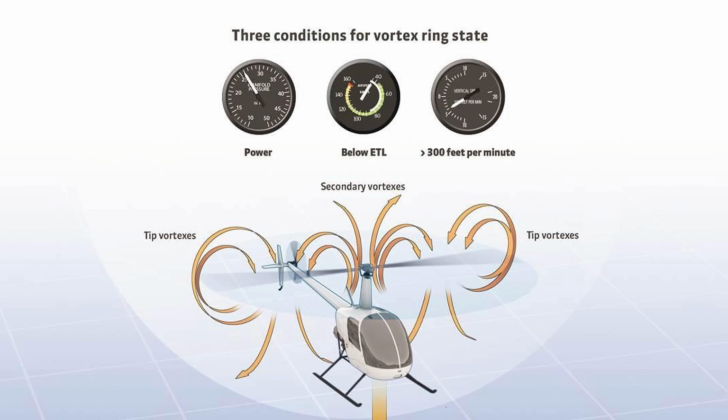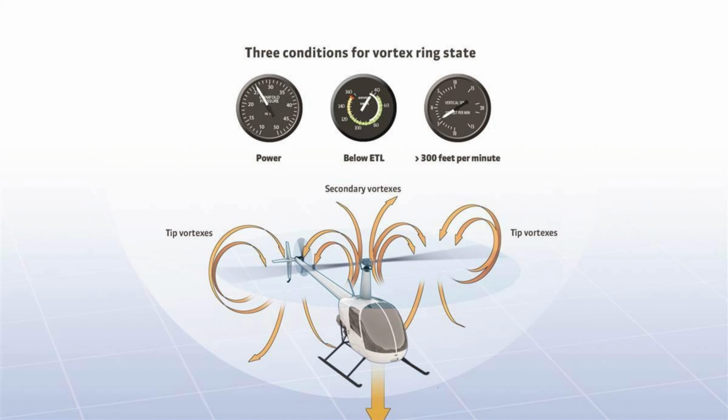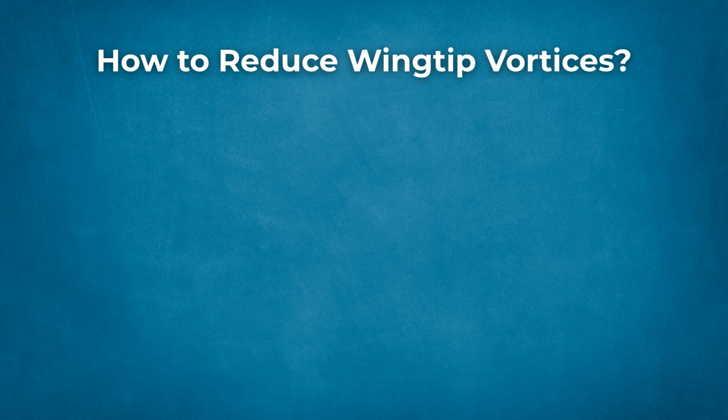When they are flying forwards, helicopters produce trailing wake vortices that are very similar to those from an aircraft. Remember that helicopters fly a lot slower than aircraft. The wake they generate during forward flight can be a lot stronger than you might expect. How to reduce wingtip vortices?